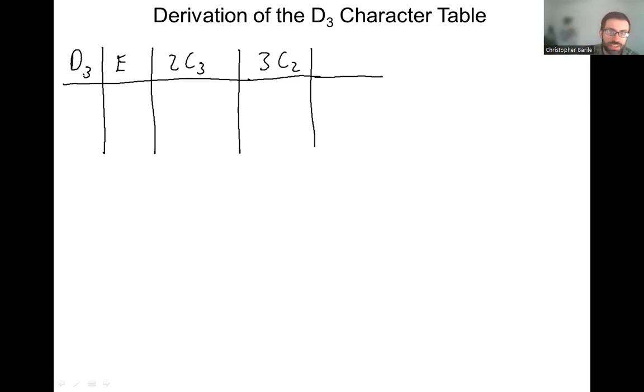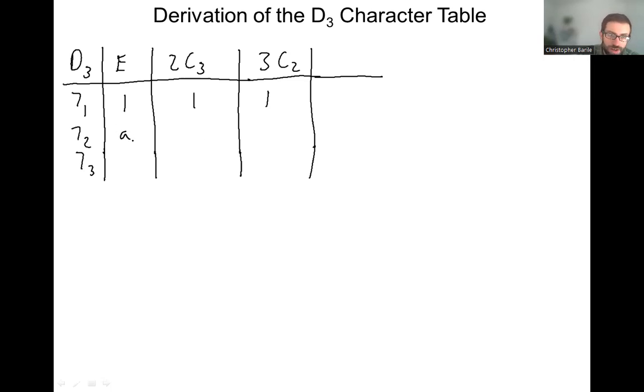Because we have 3 classes, that tells us we're going to have 3 irreducible representations. This is one of our character table rules. You can see my character table rule video for more clarification of what these rules are. But basically, the number of columns has to equal the number of rows. So we have 3 rows and 3 columns. The first irreducible representation is always the totally symmetric representation. What that means is we have 1s across the board. So that one's your freebie.